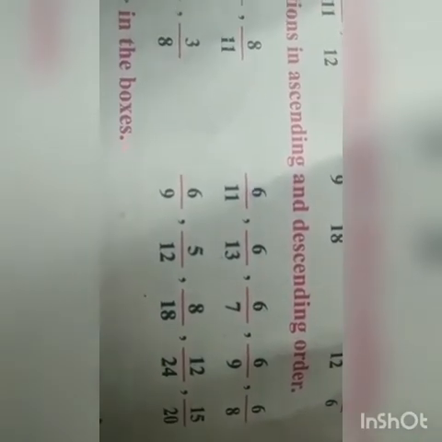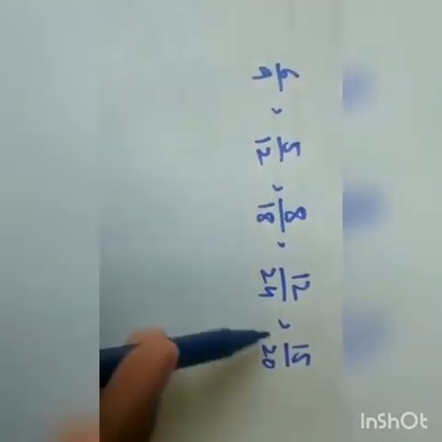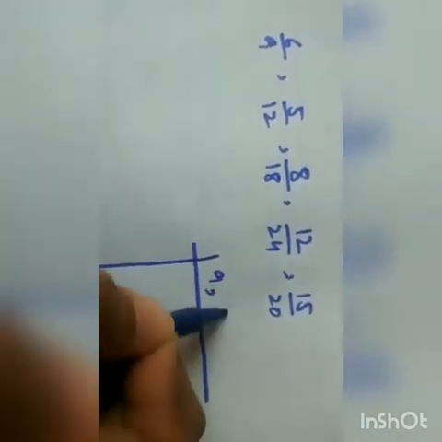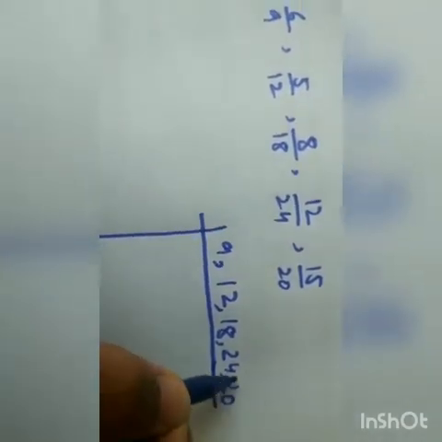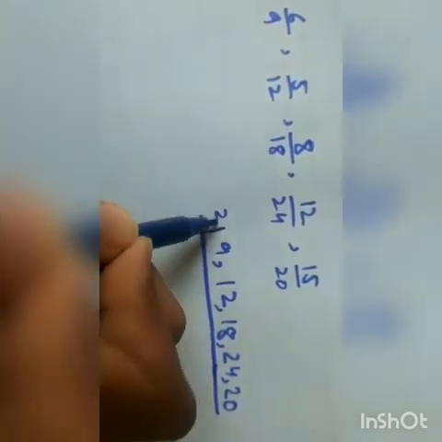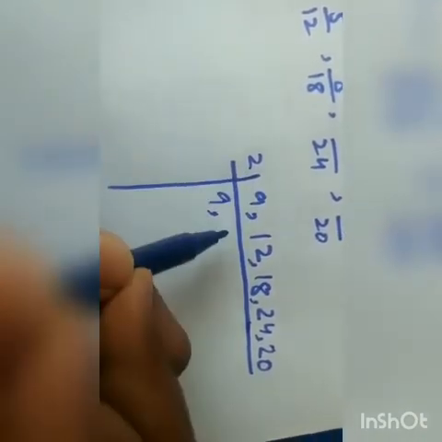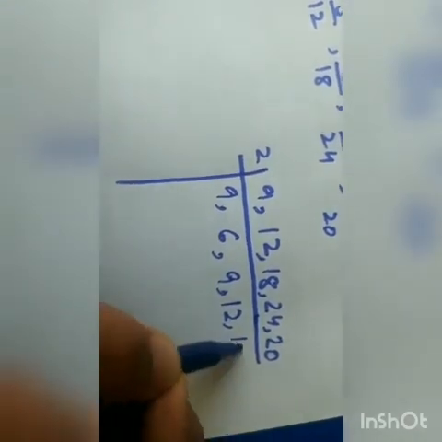Alright, now come to the last part. In this question you can see that the numerator and denominator have different values. To write in ascending and descending order, first we will take the LCM of the denominators. So first we are taking the LCM of 9, 12, 18, 24 and 20. First we will divide with the smallest prime number. 2 6s are 12, 2 9s are 18, 2 1s are 2, 2 2s are 4, 2 10s are 20.